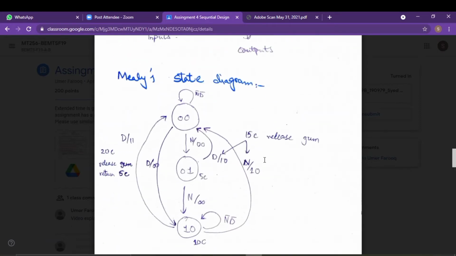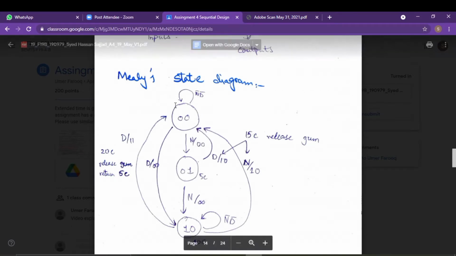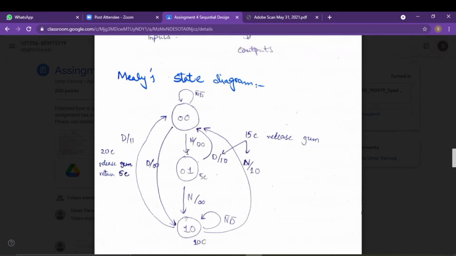So the Mealy state machine is like this, in which there are 3 states, meaning that the total number of state bits will be 2. So 00, 01 and 10. This is the counting order assignment, in which we use the simple counting order. So this is the state going from 01 and then 10. Here you can see that if I don't insert any nickel or dime, it will remain at its first state.